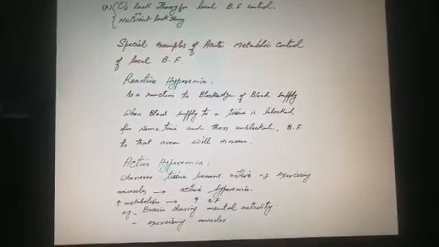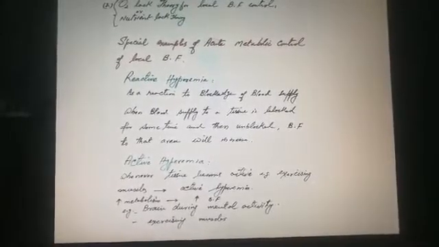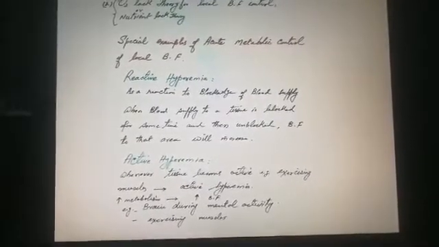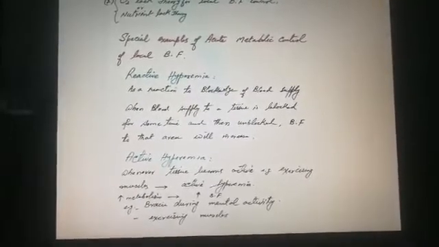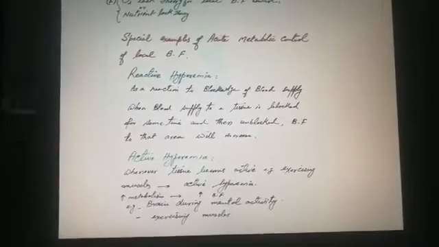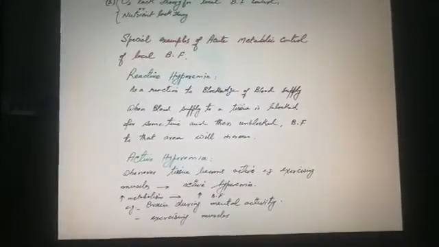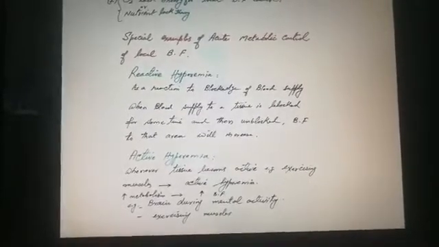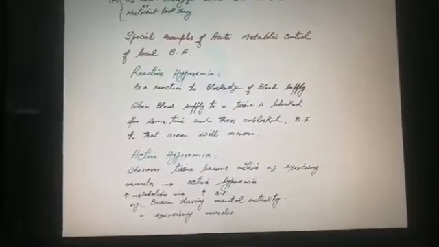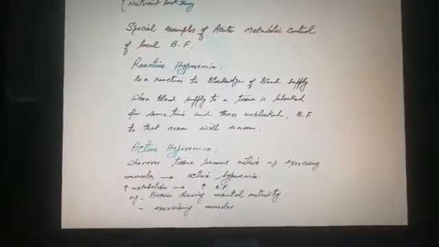The other concept is active hyperemia. Whenever tissue becomes active, for example exercising muscles: active hyperemia, hypoxemia, increased metabolism, increased blood flow. So when the muscle is active, there is a decrease in oxygen in the blood, and there is increased metabolism, so there is increased blood flow.